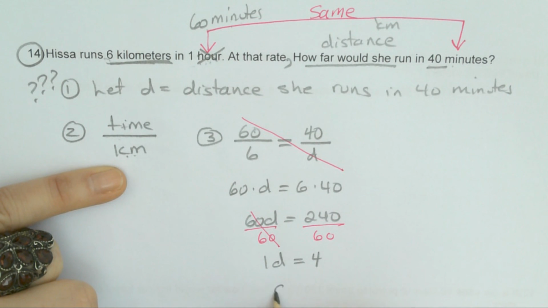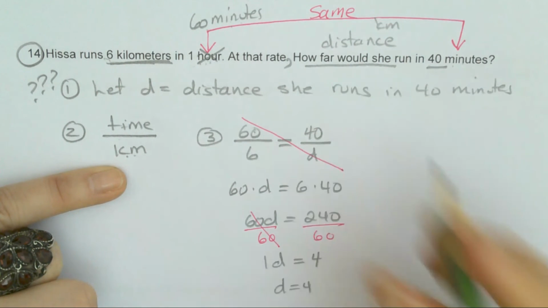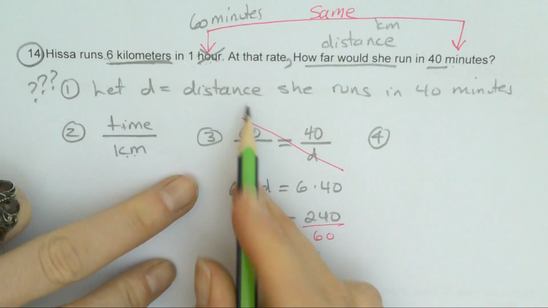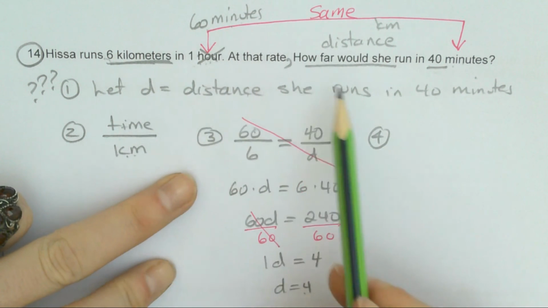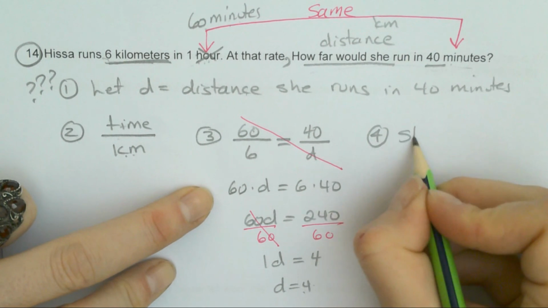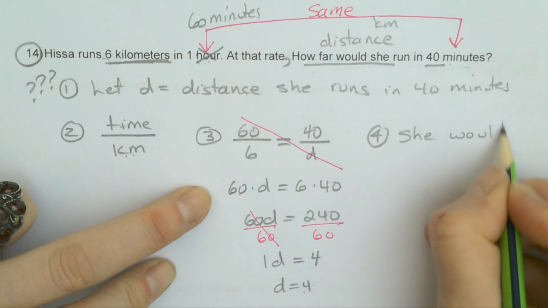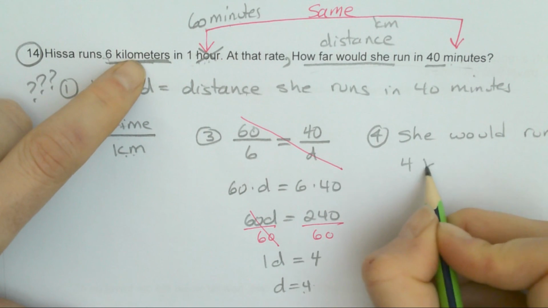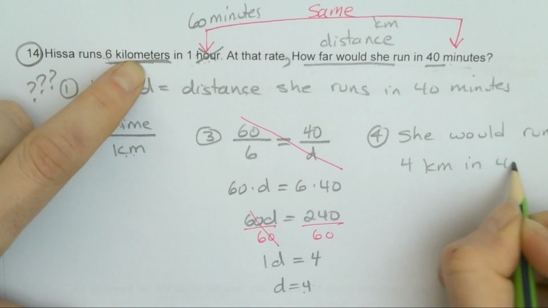So d equals 4. So now we have to write the sentence. 4 is the distance, and the distance is in kilometers. How far would she run in 40 minutes? She would run 4, make sure you say kilometers, in 40 minutes.